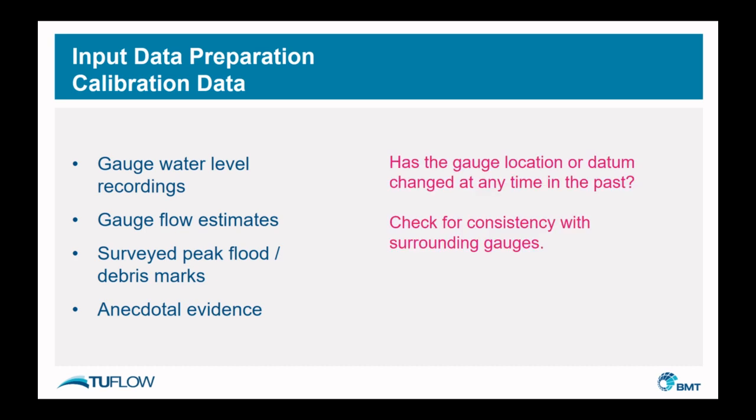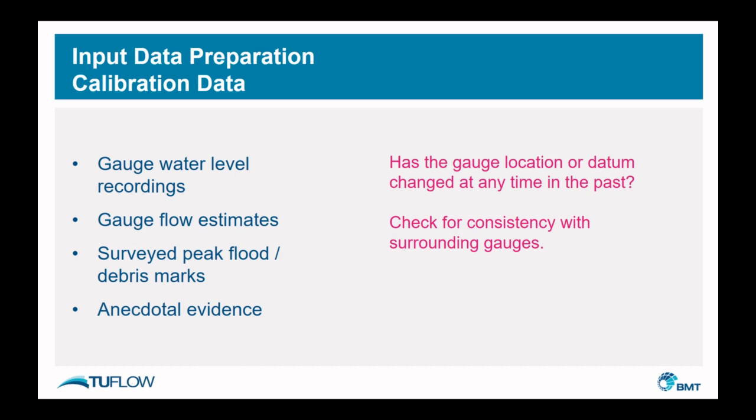The first thing I usually check here is the metadata set associated with the gauge. Gauges that have been around for a very long time may well have changed their location during their life at some point. In addition to changing their location, they may well have changed the datum they reference against as well. I also check for consistency in surrounding gauges by plotting them up against each other. Here I'm looking for just logical trends in arrival time and levels. If I don't see those, often I'll go back to the data provider and just make sure there's no error in their data processing routines.